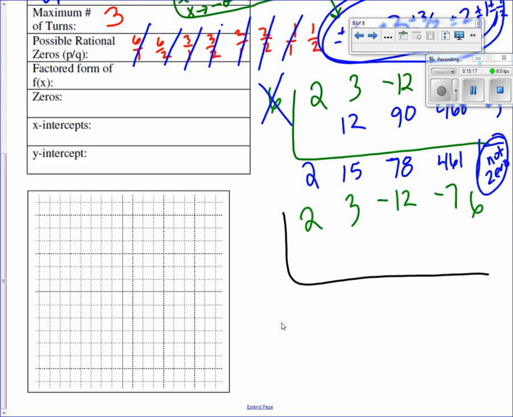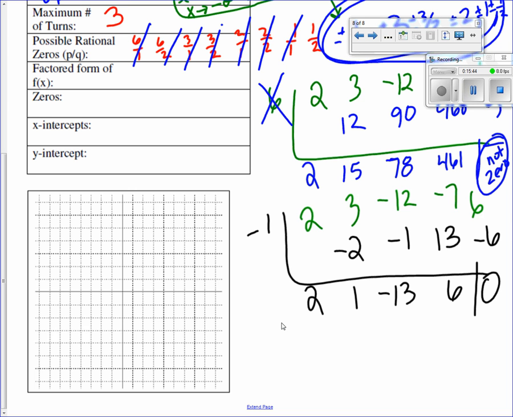All right, so let's try, what did I say we were going to try? -1? Let's do -1. All right, drop your 2. Multiply. 2 times -1. Add. Multiply. Add. Multiply. 13 minus 7 is 6, right? And then 6 times -1 is -6. 6 plus -6 is, ding, ding, ding, 0. So -1 is a 0.